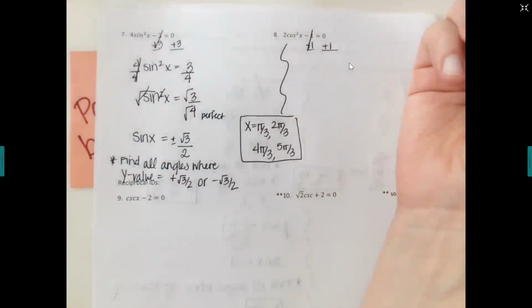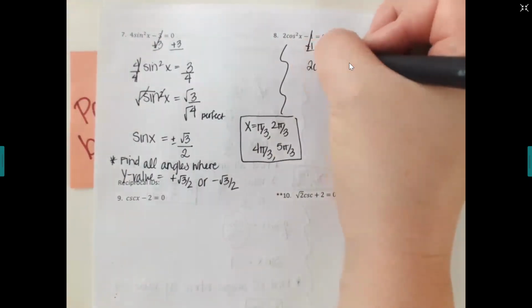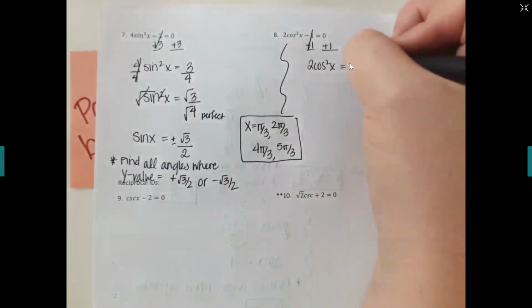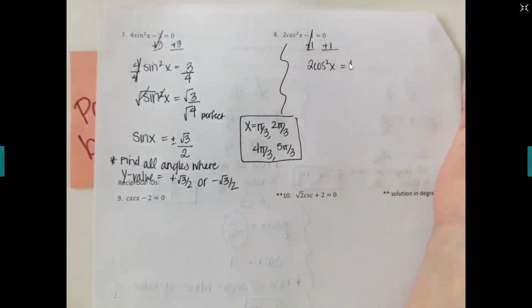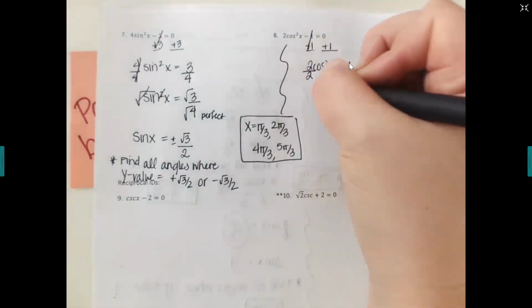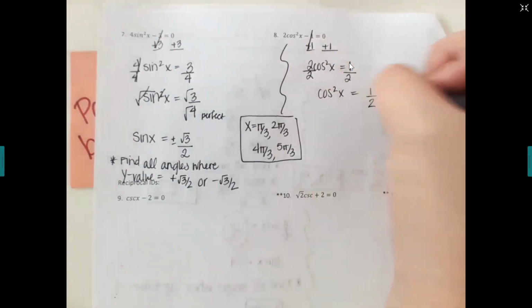Am I going too fast or are we good? Okay. So 2 cosine squared x equals 0 plus 1, which is 1. Next step. Divide by the 2. So I have cosine squared x equals 1/2.